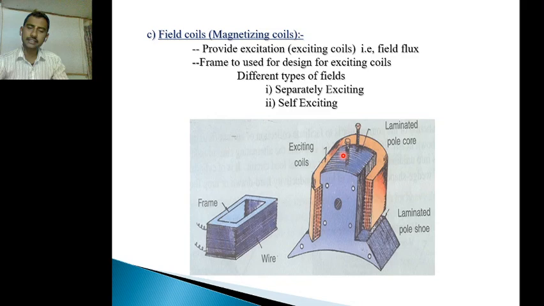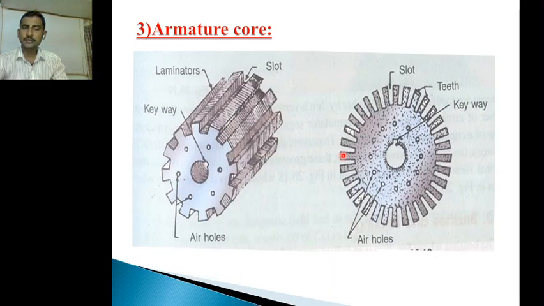What are those two types of excitations? Separately excited and self-excited. So with this we conclude our stator arrangement. And coming to the rotor arrangement, first we discuss the armature core. So the armature core diagram is like this.